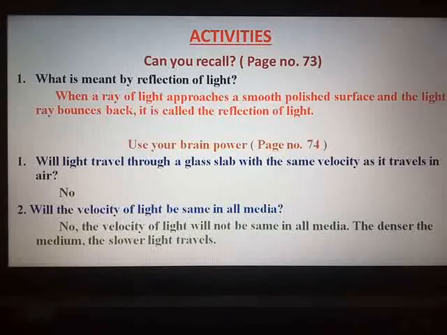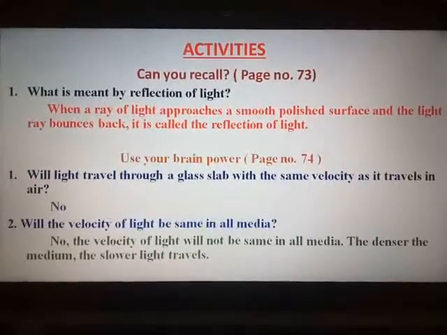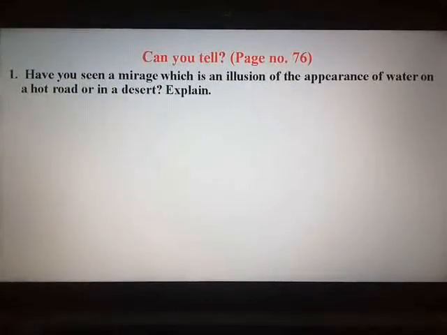Very simple activities. So page number 73, 74 activities are over. 75 if you see, no activities are there. Page number 76, extremely important activities. Can you tell? So refer page number 76. The first one is under can you tell.